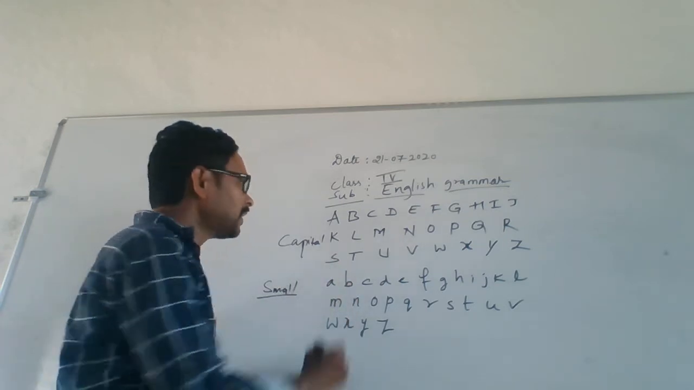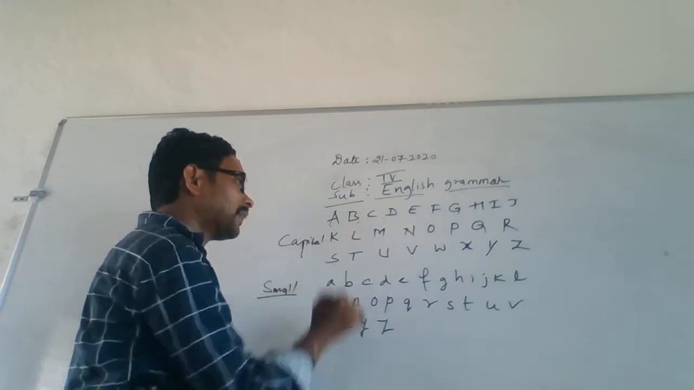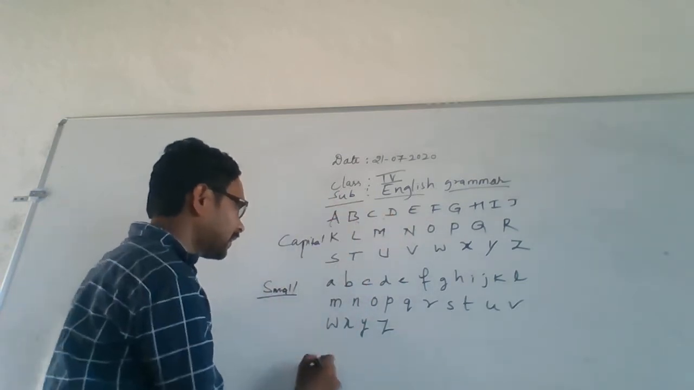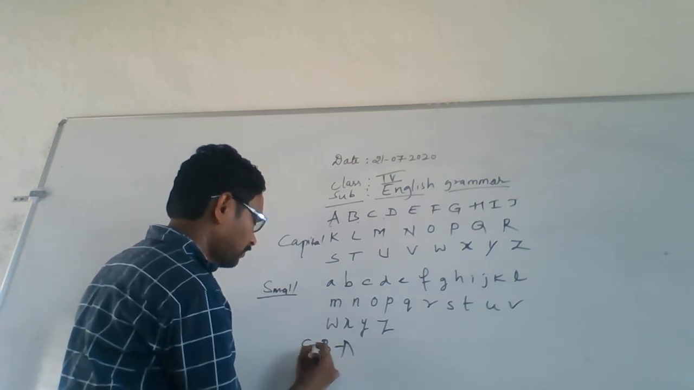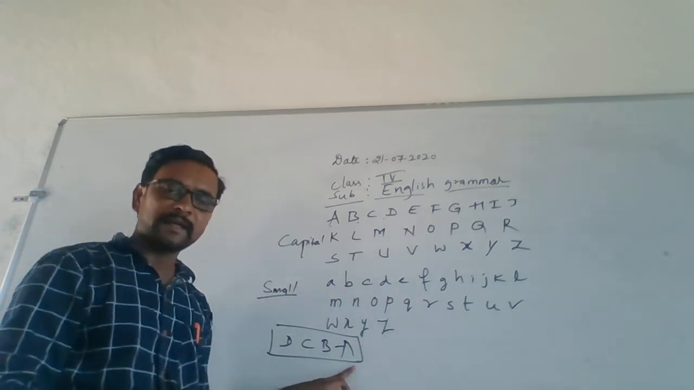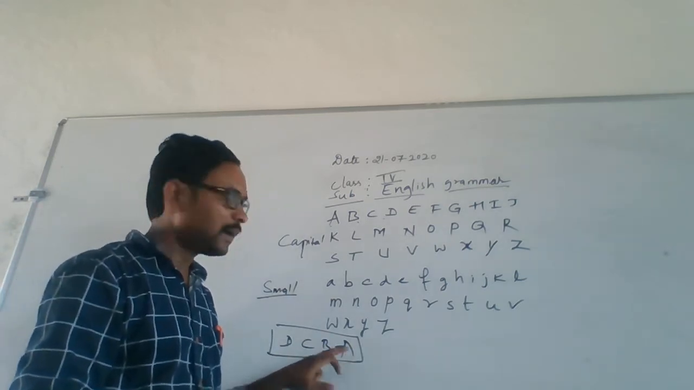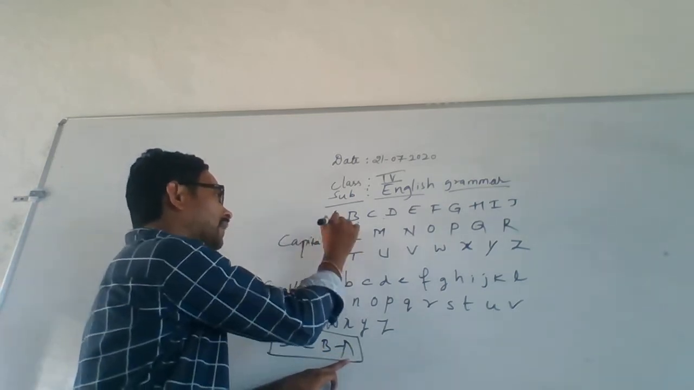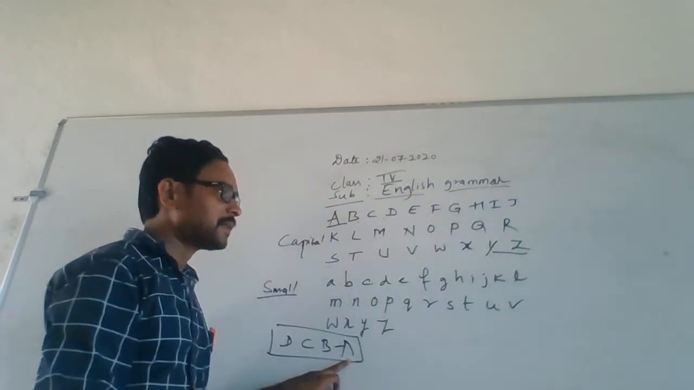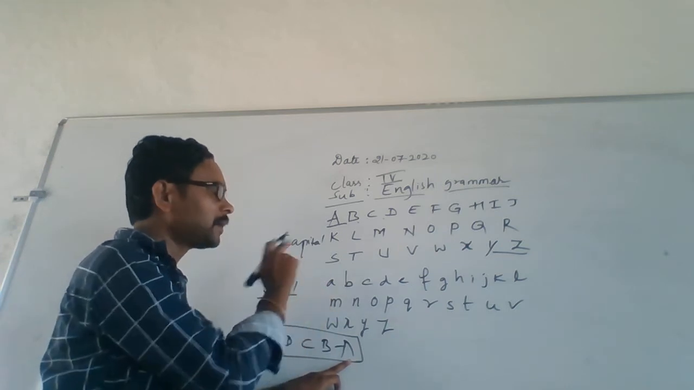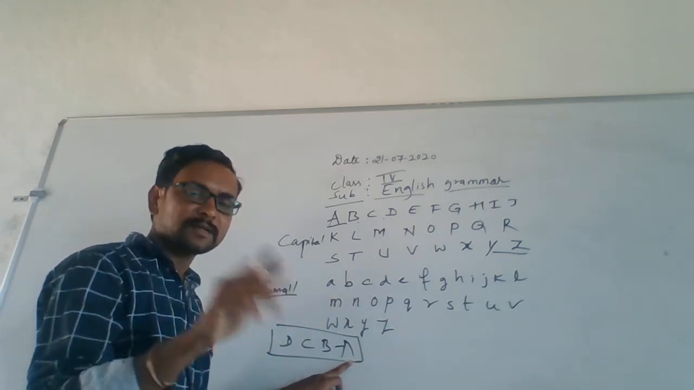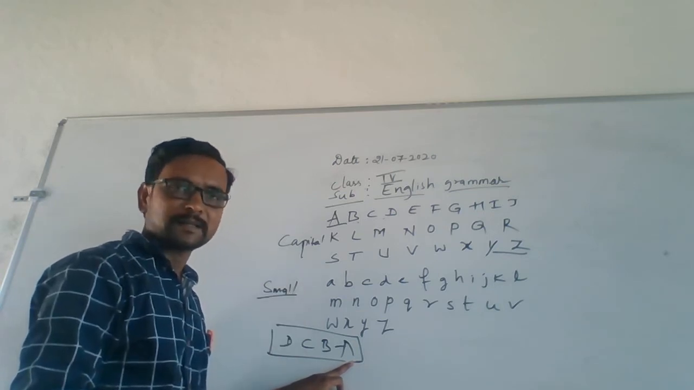Alphabetical order means A, B, C. When you write it like this, it is called alphabetical order. If you write it like this, it is not alphabetical order. You write one by one, A, B, C, D up to Z, without any letter missing. That is called alphabetical order. I think you already studied this in previous classes.